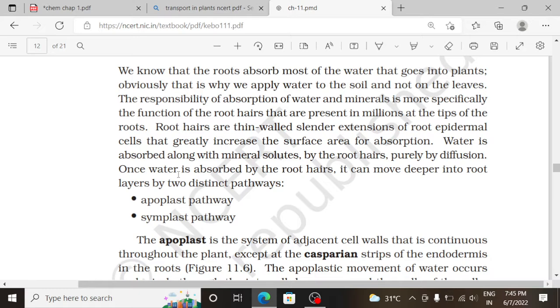Root hairs are thin-walled, slender extensions of root epidermal cells that greatly increase the surface area for absorption. Water is absorbed along with mineral solutes by the root hairs purely by diffusion.